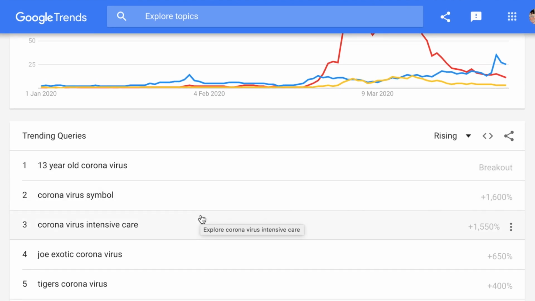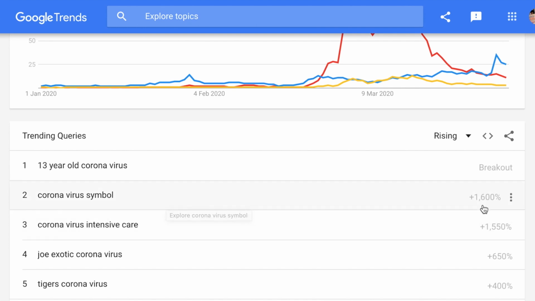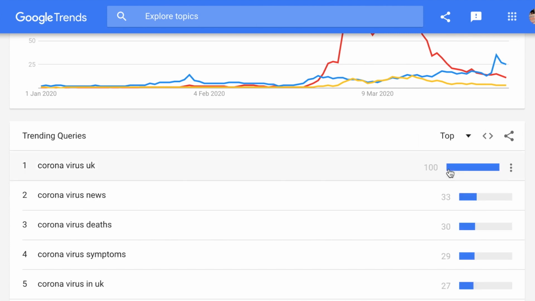What's the symbol? Apparently there is a symbol. There's a big rising one. You can sort this by rising, which means that these are queries that are jumping in interest. There's a lot of recent interest in the last few hours or few days. And then you can sort them by top. The top ones obviously are some very common searches which you would expect to see.